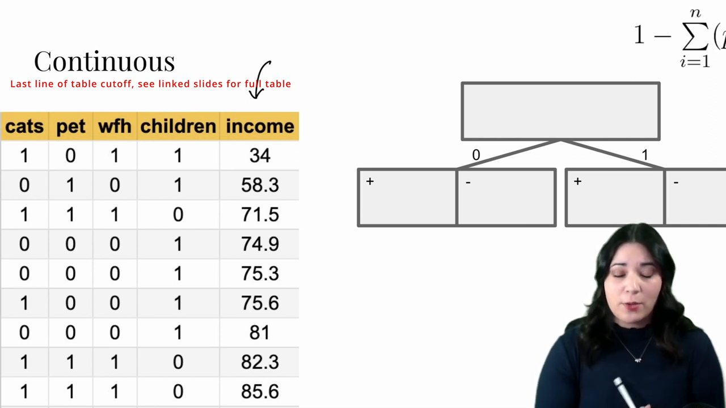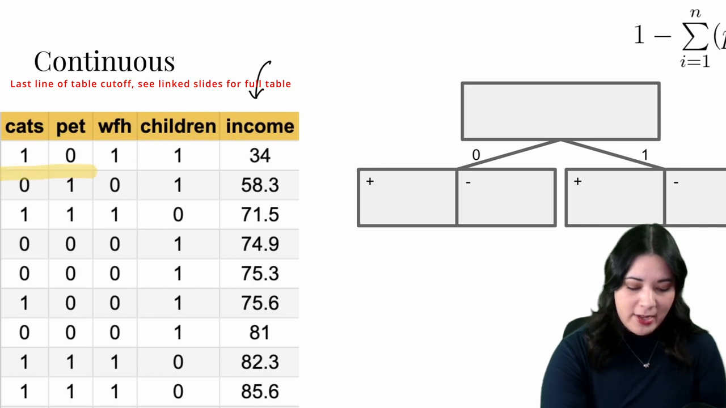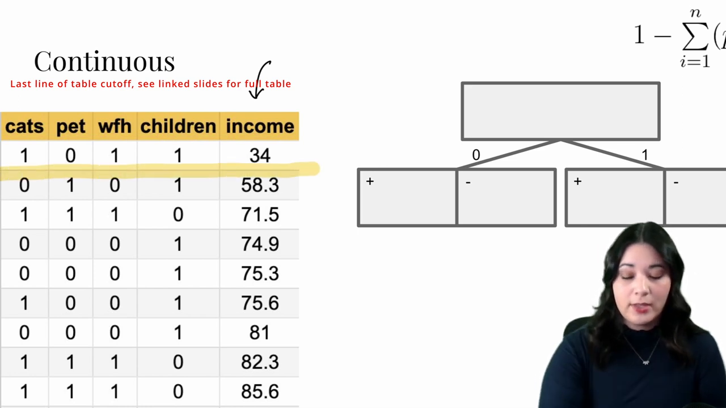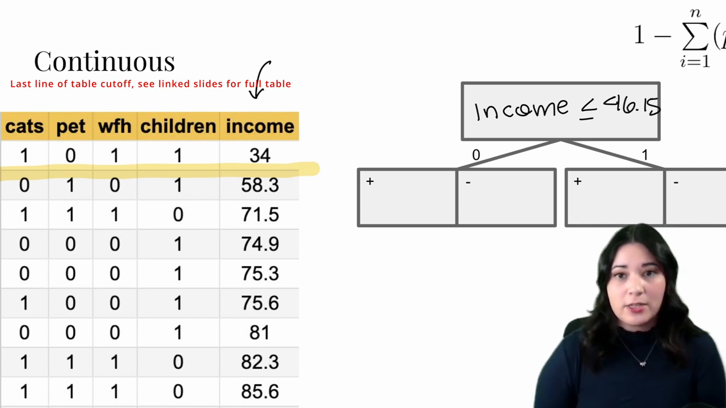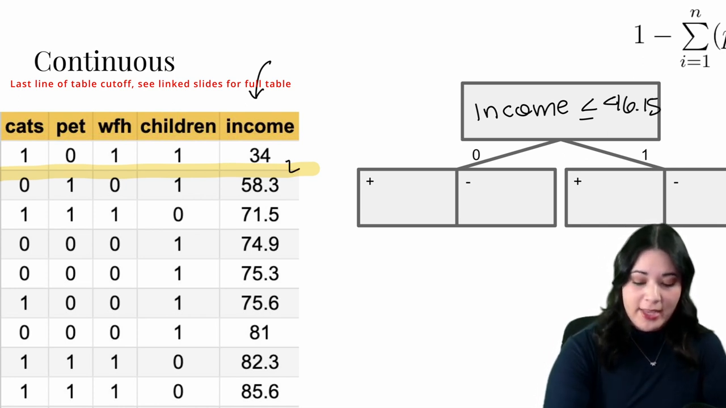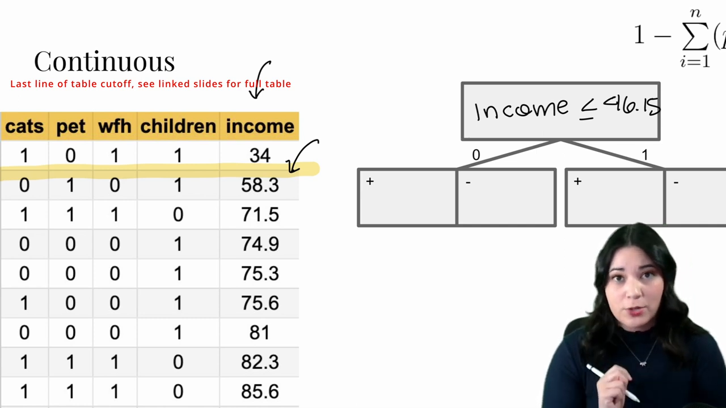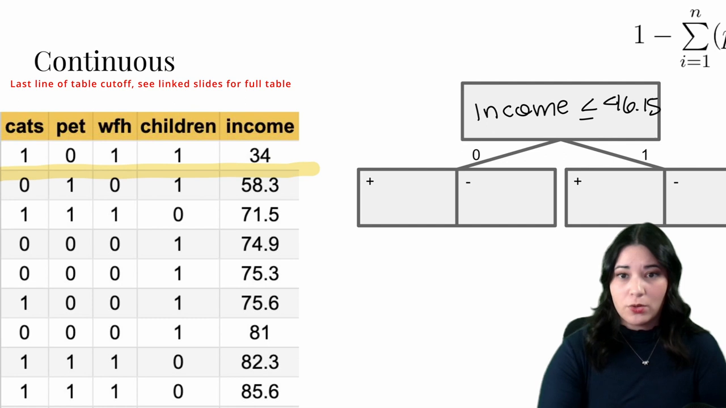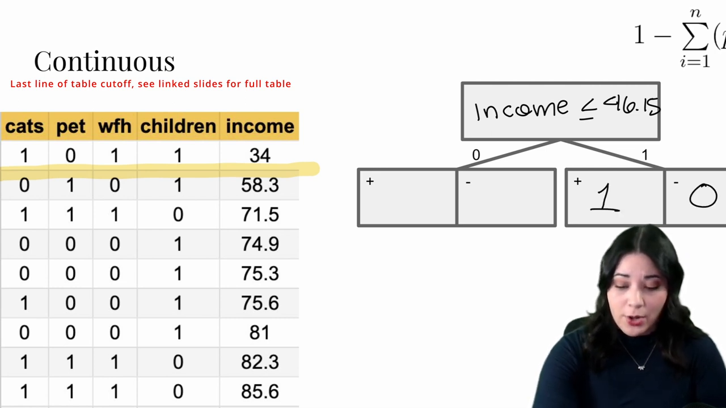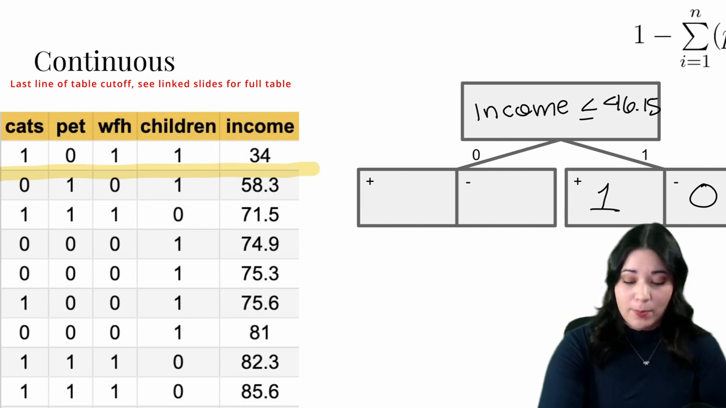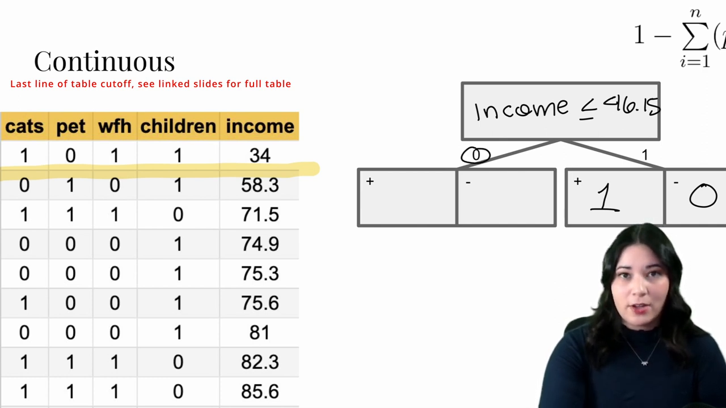And the first possible split that we could make is we could split people by income right between these two values. In other words, we are going to split on whether or not income is less than or equal to $46,150. The way I got this number was just taking the midpoint between the two values we're splitting between. When we split our data using this threshold, only one person has an income less than $46,000, and that person has a cat. So there is one person that has a cat and zero that have no cat. On the other hand, there are nine people who do not make less than $46,000. Out of those people, five have a cat and four do not.